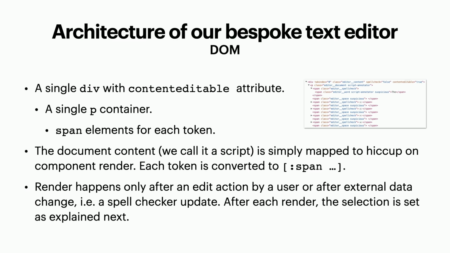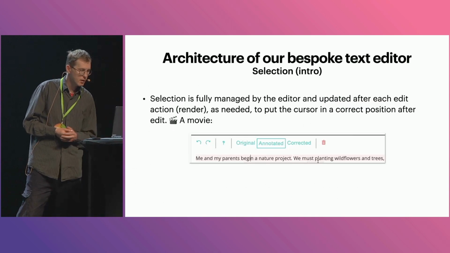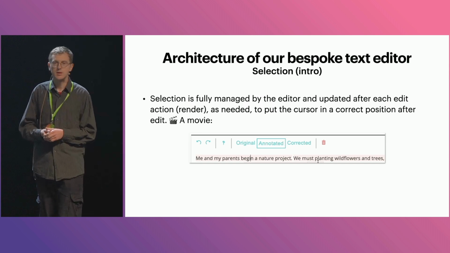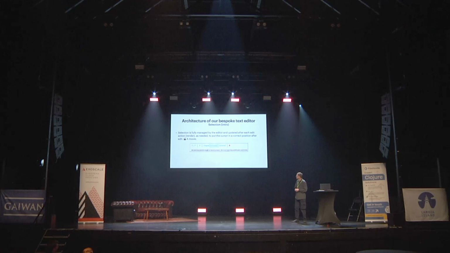And how do we render it? Well, each token is rendered as a span element, and we render it after each user action. So if you think of React, a user action changes the data behind, and that triggers the render. And after that, we have to update the selection. And selection has to be fully managed in the editor, because we have to update it for annotation needs. So let's see a quick video.